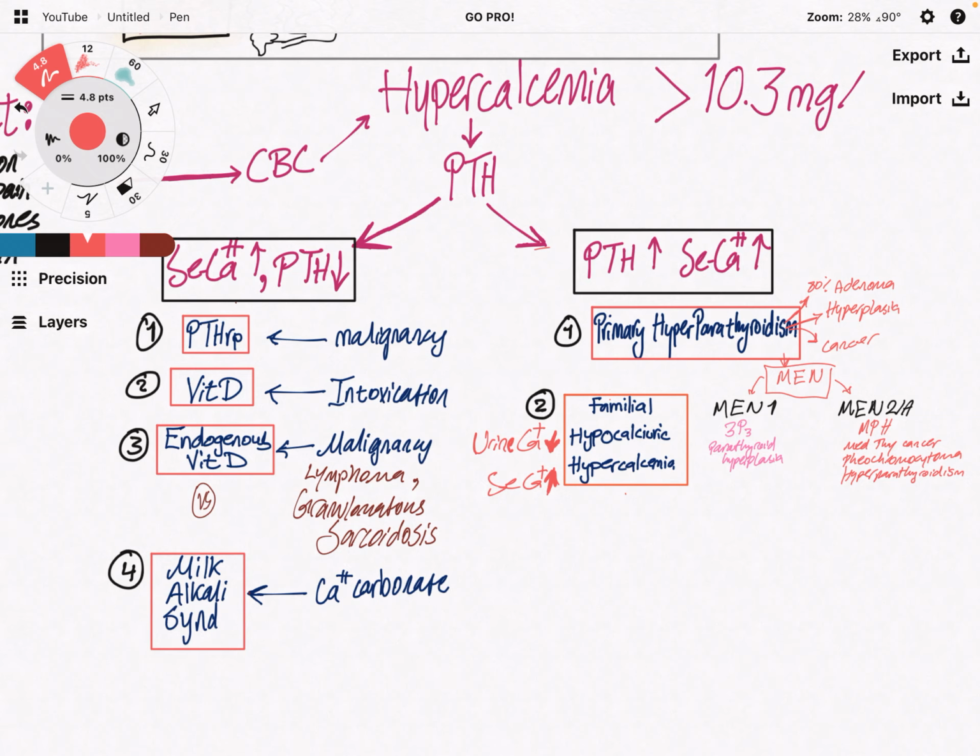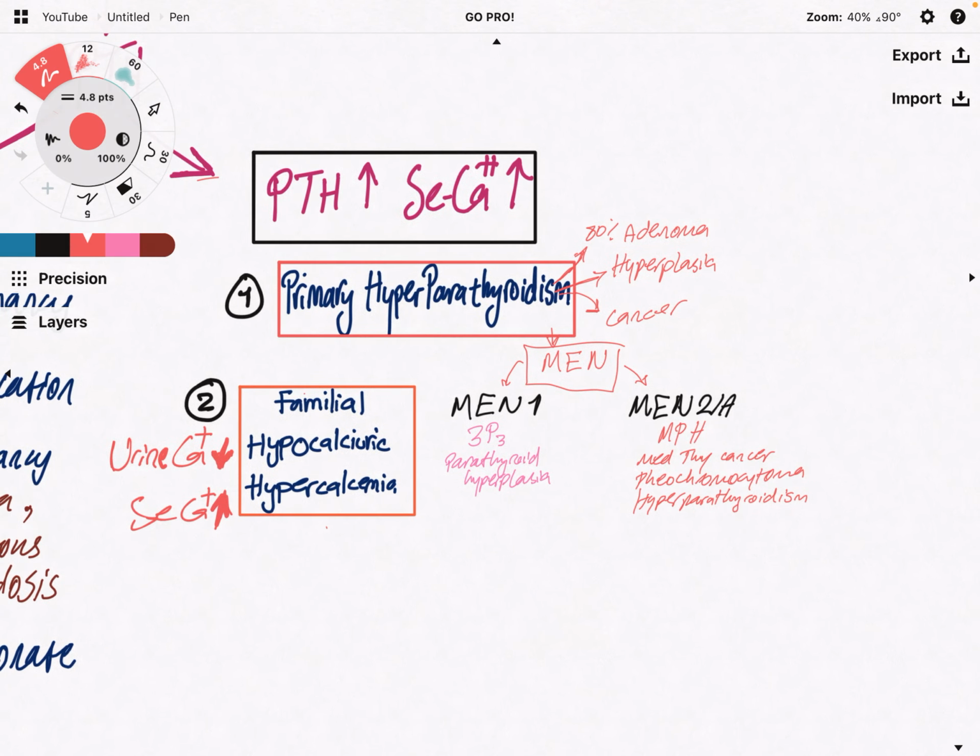If the parathyroid hormone level in the serum is elevated, this leaves us with two differential diagnoses: the primary hyperparathyroidism and familial hypocalciuric hypercalcemia. Here I'm going to explain the difference between these two diseases. Now, how can we differentiate if the patient has the first or the second, right?